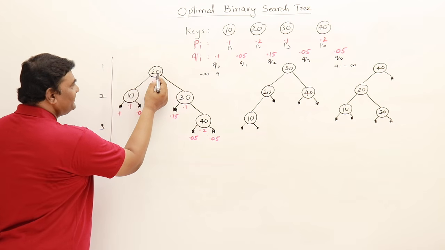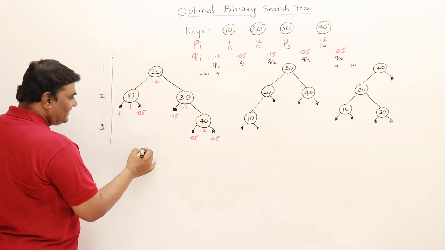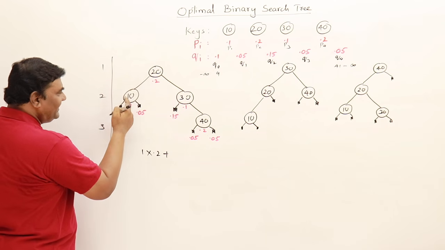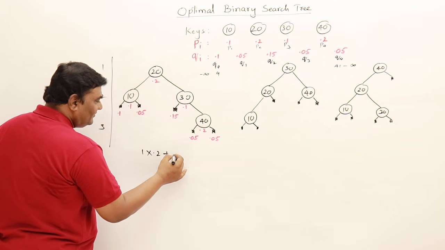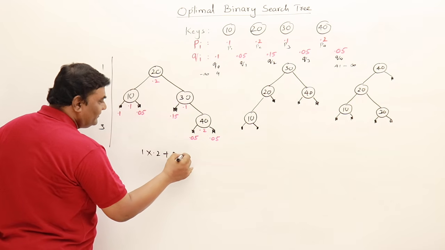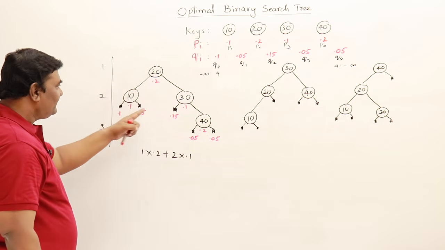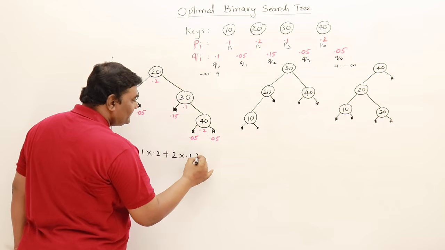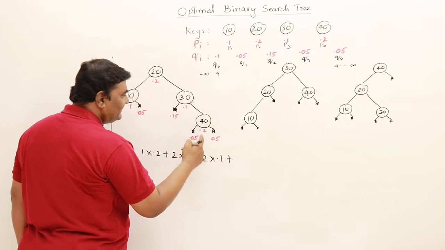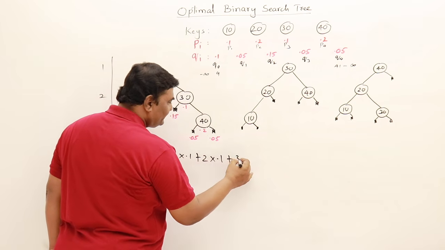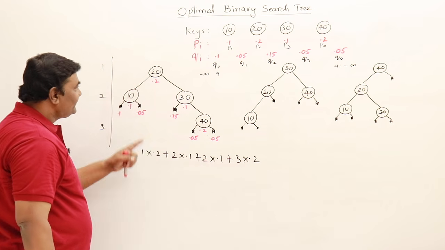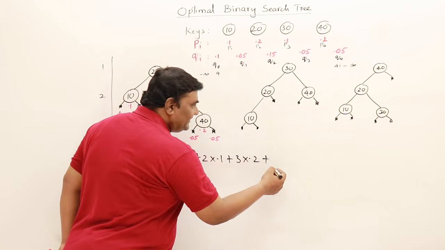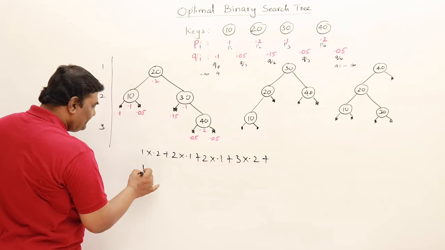So what is the cost of searching this one? It is at level 1. So just one comparison. 1 into 0.2 plus what is the cost of searching 10? That is 0.1. And it's at level 2. So it is 2 into 0.1. Right? Then for 30 the number of comparisons required are 2 because it's at level 2. So 2 into 0.1 plus 4. This requires 3 comparisons. So 3 into 0.2. So for successful search keys, I have taken this plus I should continue, but I will not do it there. I will do it here plus, right?